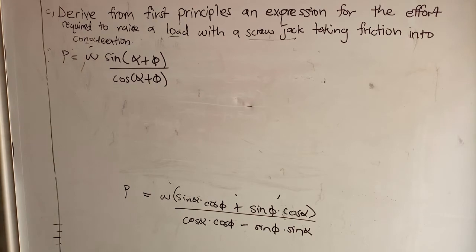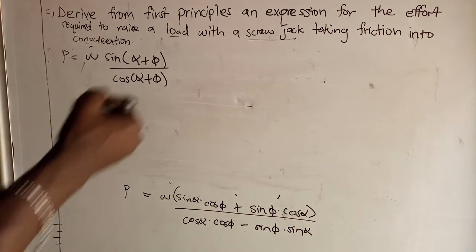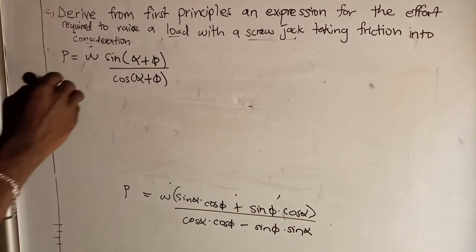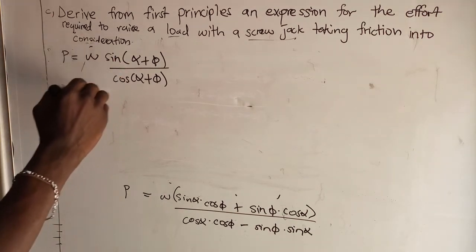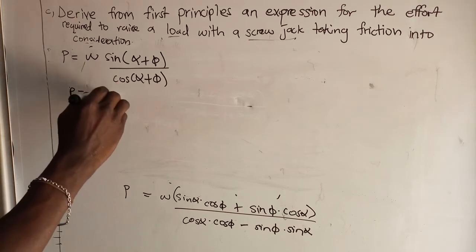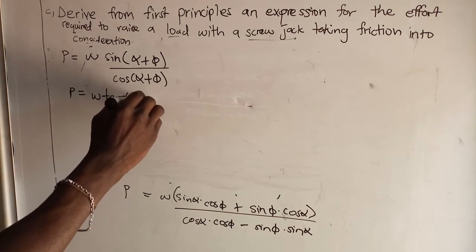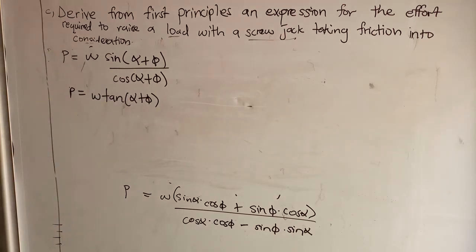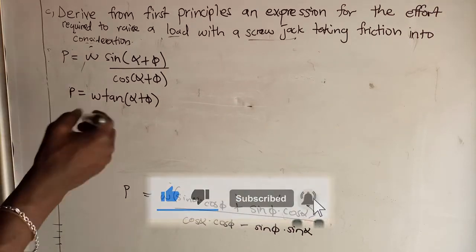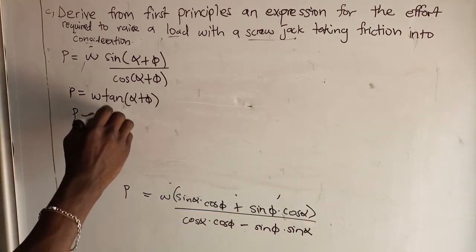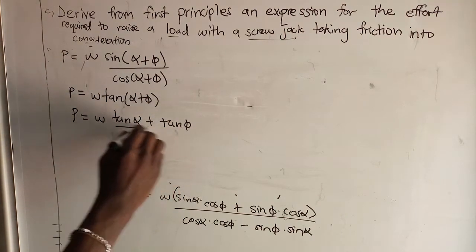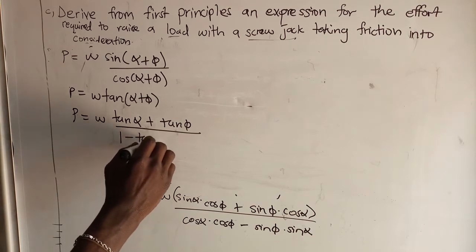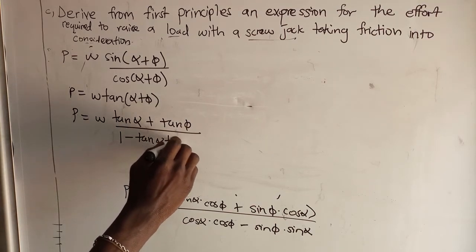And I think we are seeing a tan there. We are seeing sine over cos, and the angles are the same, meaning that P equals W tan of alpha plus phi. Wow, I'm glad you have reached this point. So I want us to conclude with expanding this expression. P equals W tan alpha plus tan phi over 1 minus tan alpha tan phi.